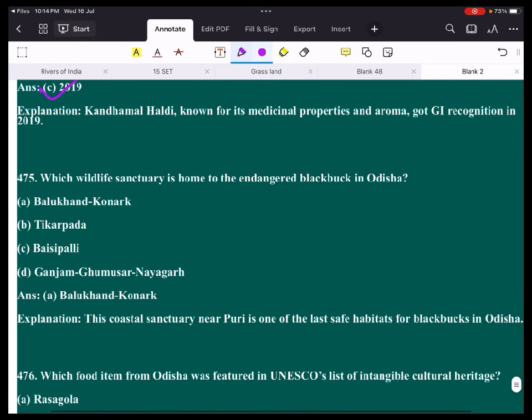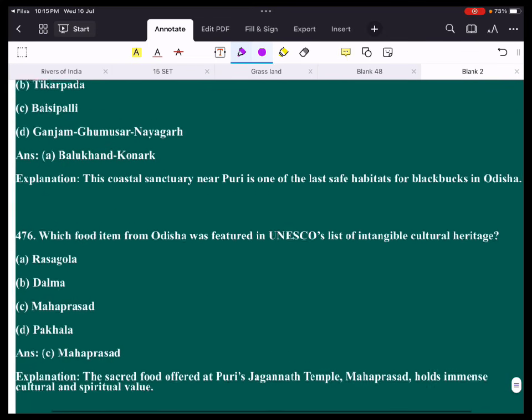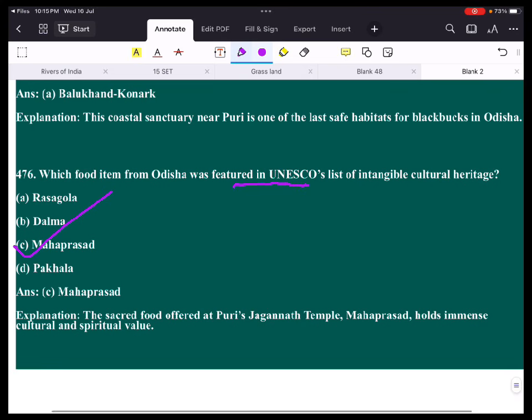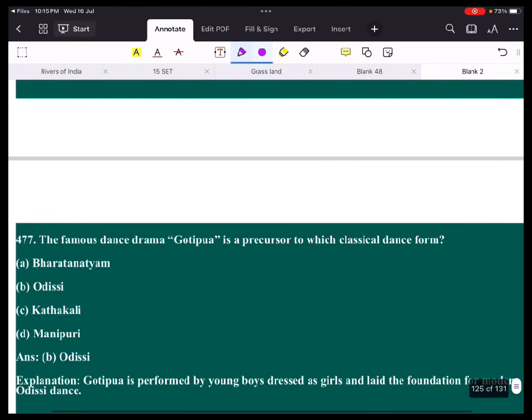Which wildlife sanctuary is home to the endangered blackbuck in Odisha? That is Balukhand Konark. Option A. Which food item of Odisha is featured in the UNESCO list of intangible cultural heritage? That is option C, Mahaprasad. The sacred food offered at Puri Jagannath Temple, Mahaprasad, holds immense cultural and spiritual value.